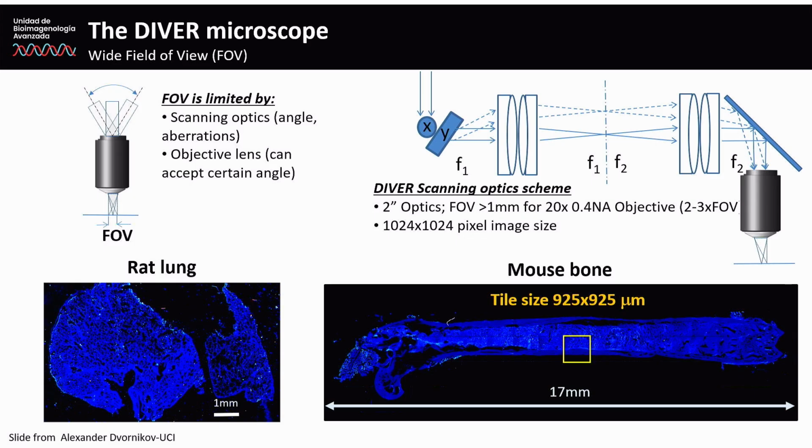Well, one of the big benefits of this technology is the enormous, giant field of view. So you can image samples that are centimeters long. And the reason is because we have a scanning optic of 2 inches, so we can steer the beam more widely than any other commercial microscope.